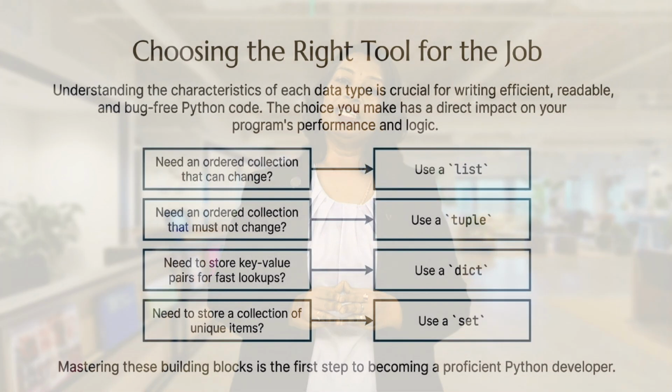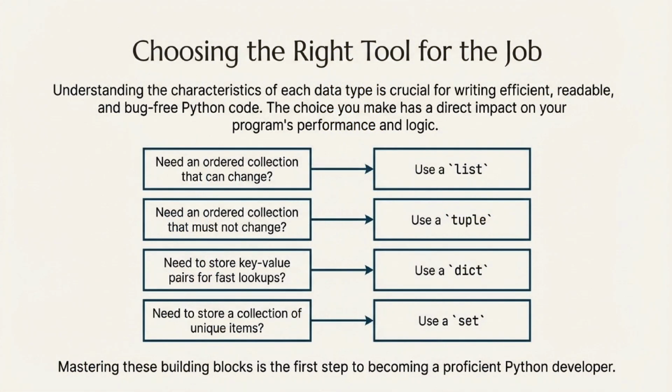Finally, selecting the right data type is crucial for writing efficient, clean, and bug-free code. Whether you need order, uniqueness, immutability, or fast lookups, Python offers the right tool for the job.